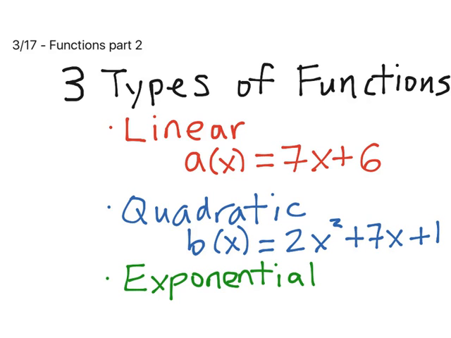Next, we have an example of a quadratic function. B of x equals 2x squared plus 7x plus 1. Anytime we have a quadratic function, there's always a squared term.